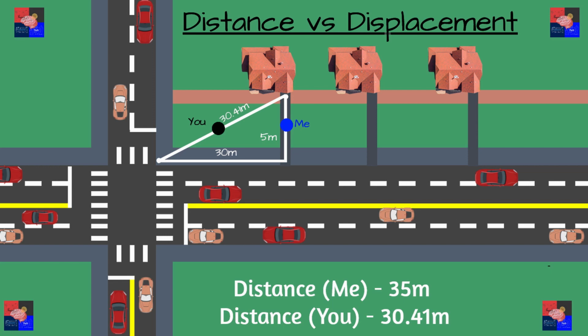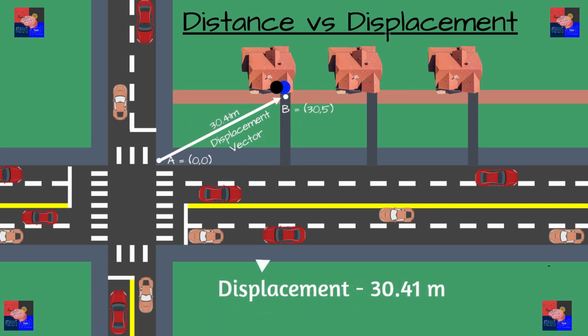But you are a little more, what's the right word? Efficient. You want to travel in a straight line from your intersection all the way to your house, going through all the grass. So whereas your friend traveled a distance of 30 meters plus 5 meters, which is 35 meters, we can use the Pythagorean theorem to find out your distance, which is 30.41 meters.